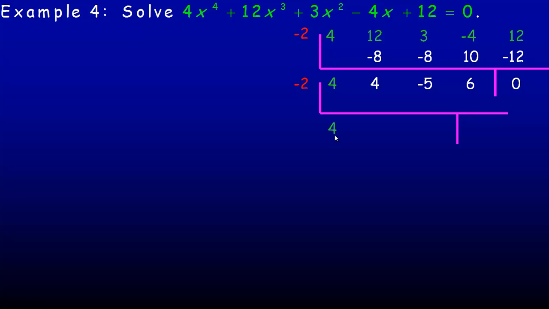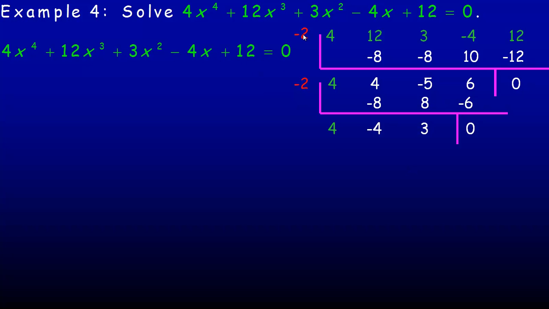And so we'll bring the 4 down. We've multiplied 2 and negative 4 a few times here, so it gives us a negative 8, and that adds to negative 4. Now we're multiplying negative 2 and negative 4, so it's positive 8 here. Negative 5 and 8 is 3. 3 times negative 2 is negative 6, and again we get a remainder of 0. So we have taken our quartic and factored it into x plus 2 squared, and then this factor would be 4x squared minus 4x plus 3. So that's what the 4, negative 4, 3 means down here.